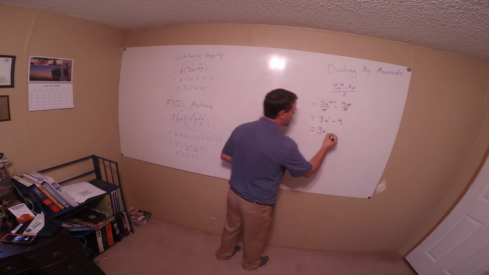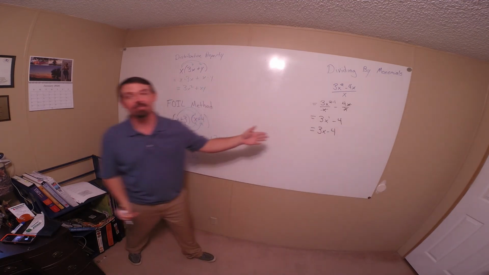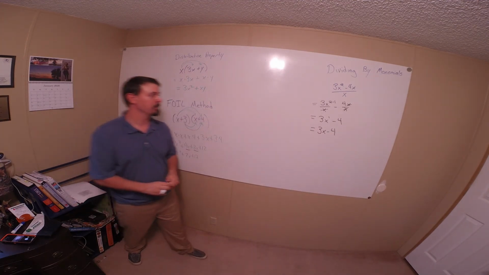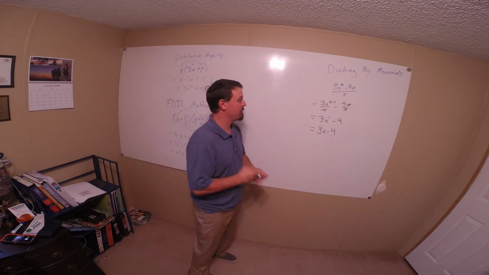Now, I don't have to leave that 1 up there. If I want to simplify further, I can just call that 3x minus 4. That is dividing by monomials.